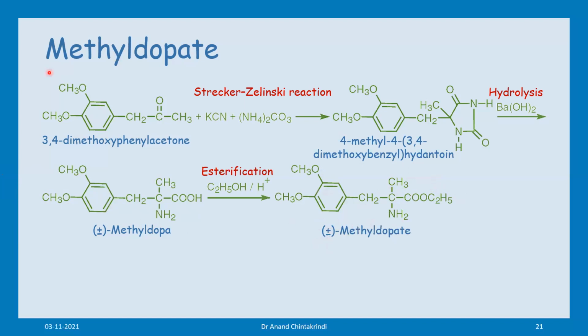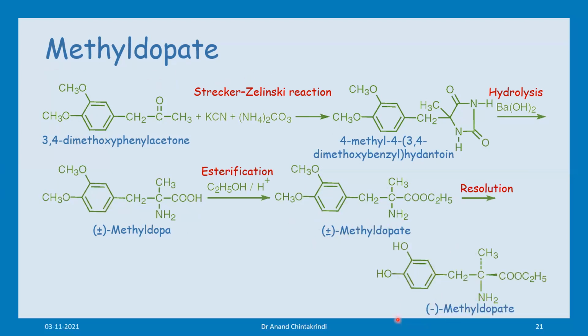Now, methyldopate is a levorotatory isomer. So when you resolve this racemic mixture by various methods which are available in literature, any of the methods you use for resolution gives the pure levorotatory enantiomer, methyldopate.